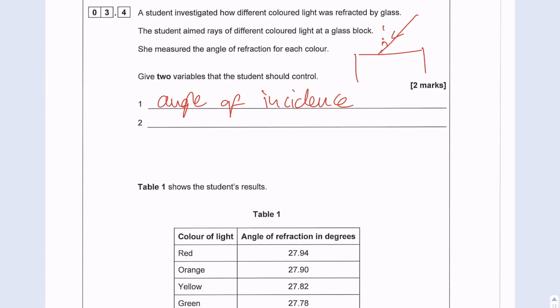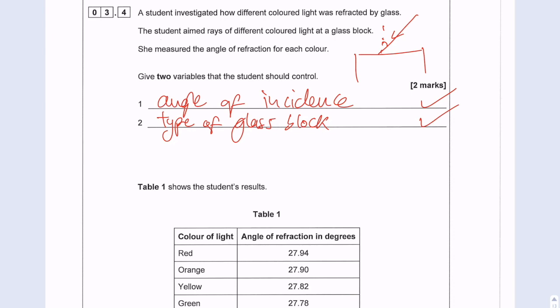And really, you want to keep the nature of the glass block the same. So really, we want to talk about the type of glass, or some people said the density of the glass block. I mean, it's okay. Refractive index, unfortunately, is not on your spec anymore, so we can't use the word refractive index, but the type of glass block would have been enough to get you the second mark.